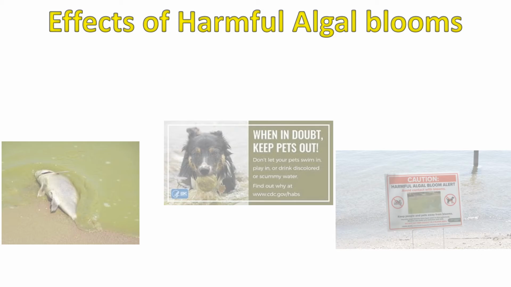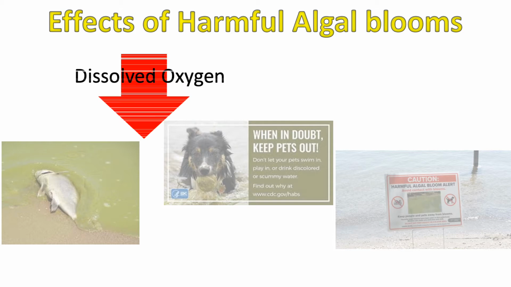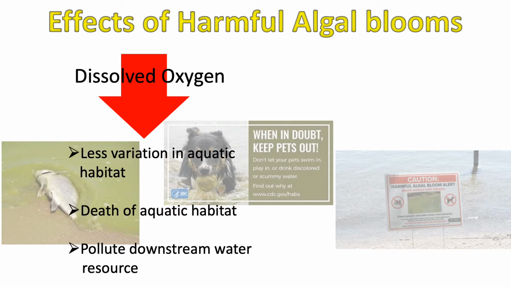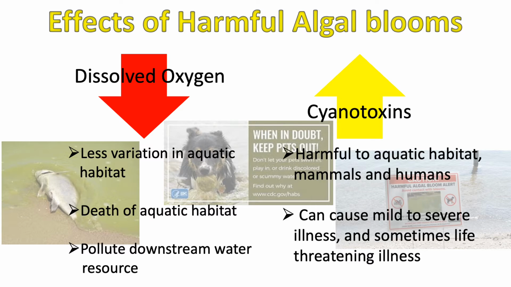As for the effects of harmful algal blooms, they have ecosystem effects like decreasing dissolved oxygen, which will cause less variation in aquatic habitat, death of aquatic life, and also it can pollute downstream water resource. It can also produce some harmful toxins like cyanotoxins, which are harmful to aquatic habitat, mammals, and humans, and can cause mild to severe illness and sometimes even life-threatening illness.